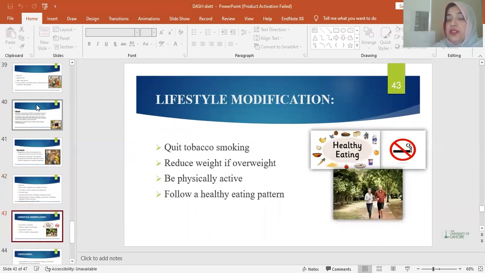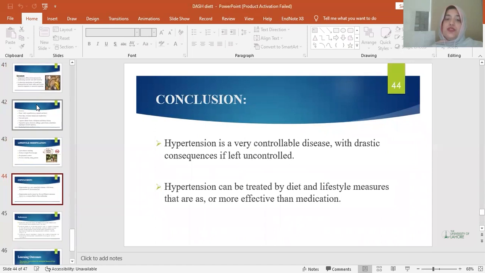When we talk about dietary intervention for hypertension, lifestyle modification is the key. Lifestyle modification includes, number one, quit tobacco smoking, reduce weight if you are overweight, be physically active, aim to add at least 30 minutes of physical activity in your daily routine, follow a healthy eating pattern, that is moderate carbohydrates, moderate proteins, and moderate fat. A well-balanced diet should be included, plus inclusion of basic nutrients like calcium, magnesium, and potassium in your diet by inclusion of fruits and vegetables.